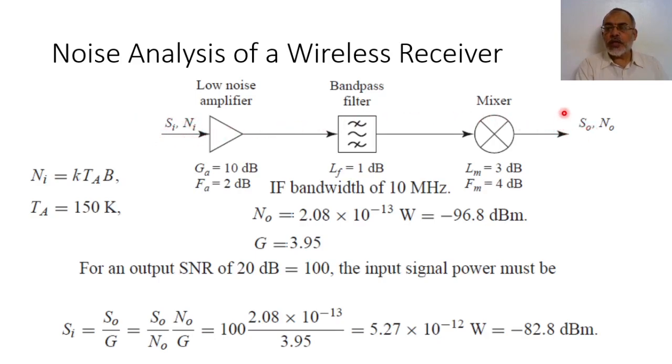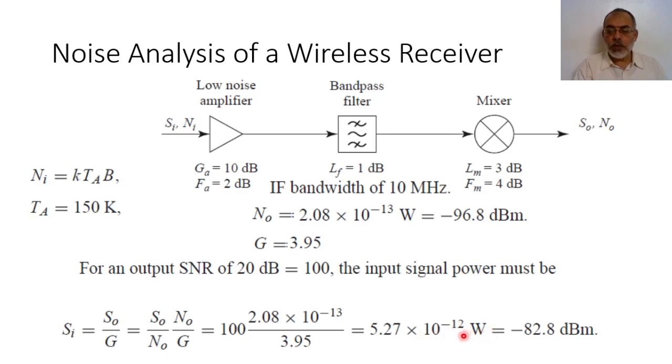So if we divide the output signal by the total gain, which is the gain of the amplifier multiplied by the gain of the filter multiplied by the gain of the mixer, we get the required input signal, S input. It is the output signal over the gain, and the output signal is 100 multiplied by the value of the noise. So this is 100 multiplied by 2.08 multiplied by 10 to the power minus 13, over the total gain 3.95. So the required input signal such that the output signal to noise ratio is 20 dB, or 100 as a ratio, is 5.27 multiplied by 10 to the power minus 12 watt.